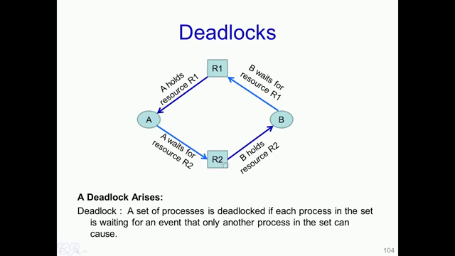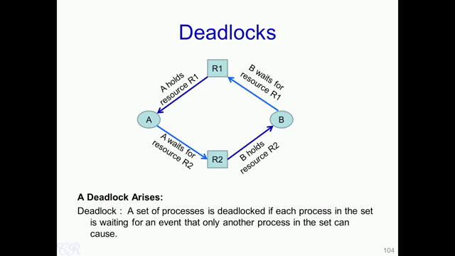Now, in a similar way, process B is currently using this particular resource, and it wants to open and utilize this particular resource R1. So, what we see over here is a scenario called a deadlock. Essentially, a deadlock is a state in the system where each process in the deadlock is waiting for an event that another process in that set can cause.